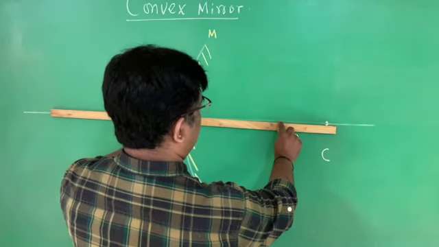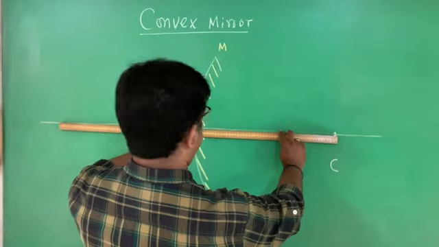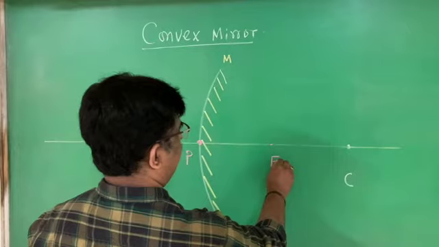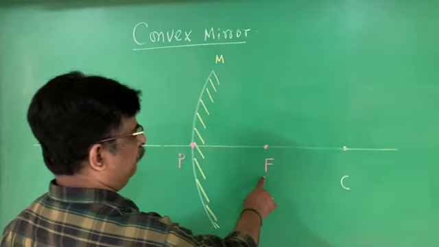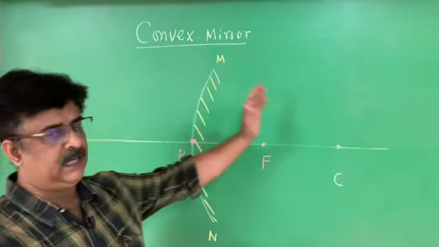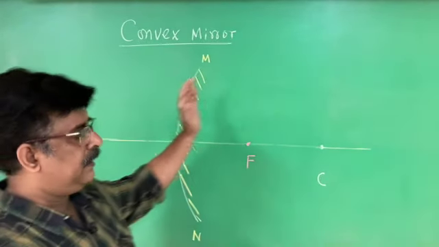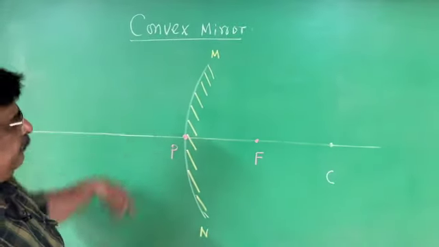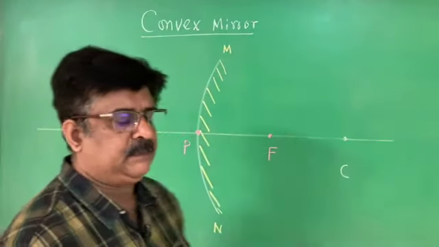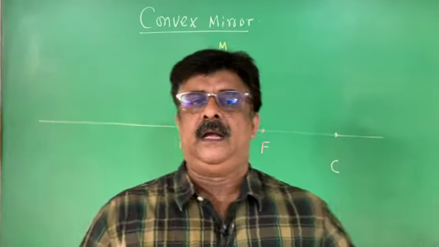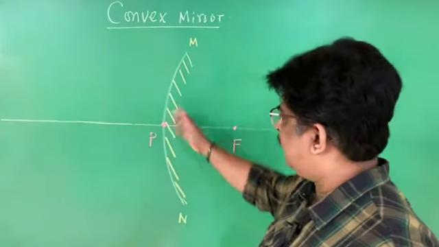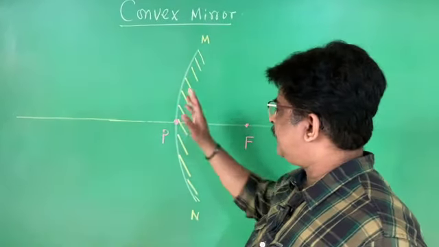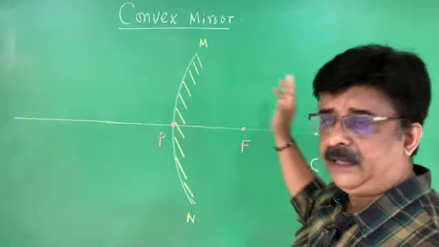The midpoint of P and C is the principal focus. Therefore, one can understand the principal focus is behind the mirror. It is behind the mirror. Right. Now, this is the convex mirror. Then what is a convex mirror? Convex mirror is a spherical mirror in which the reflecting surface is bulged outwards. In the case of a convex mirror, the center of curvature lies behind the mirror.